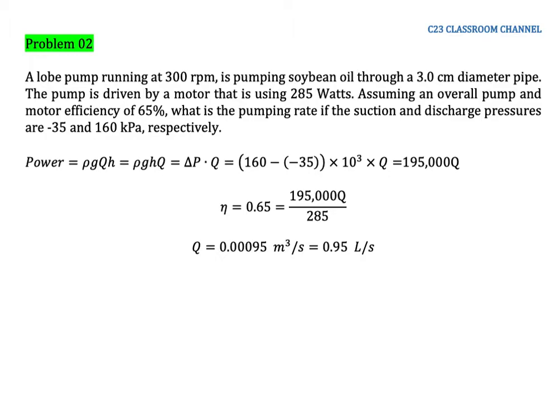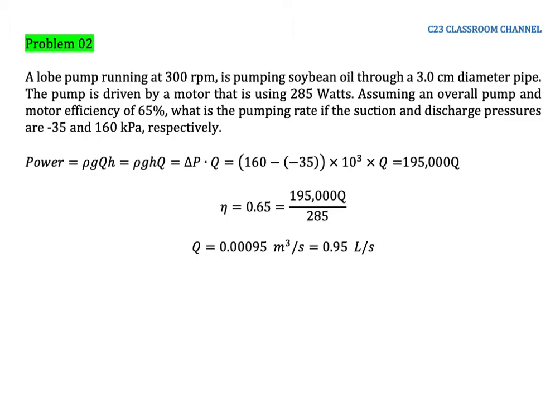Okay, for problem number 2, I would like to introduce you to a lobe pump. A lobe pump running at 300 RPM is pumping soybean oil through a 3.0 centimeter diameter pipe. The pump is driven by a motor that is using 285 watts. Assuming an overall pump and motor efficiency of 65%, what is the pumping rate if the suction and discharge pressures are minus 35 and 160 kilopascal respectively?